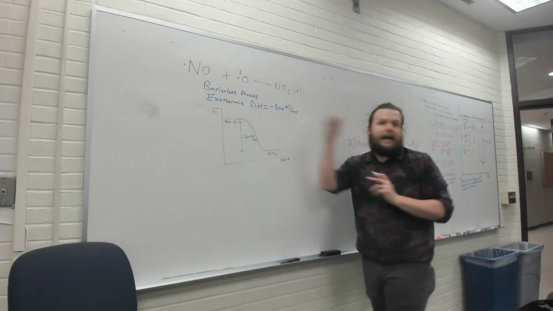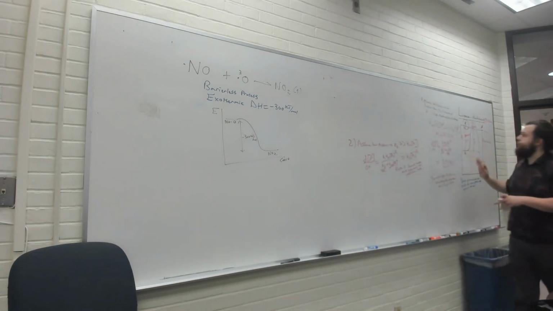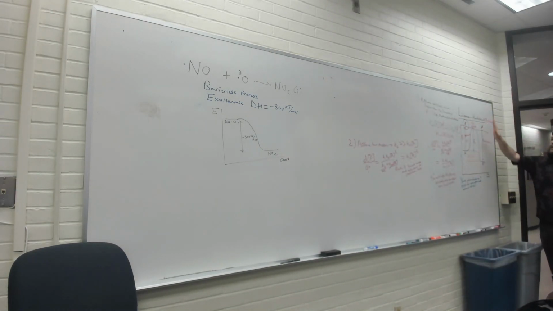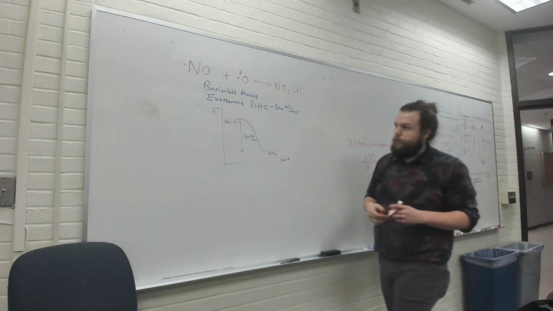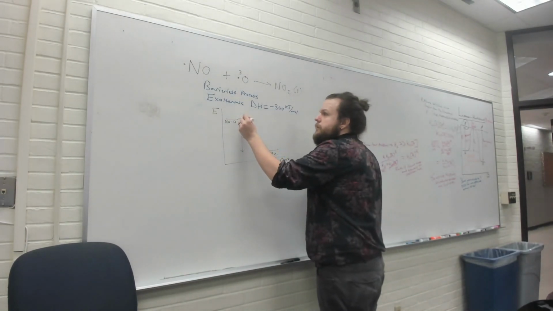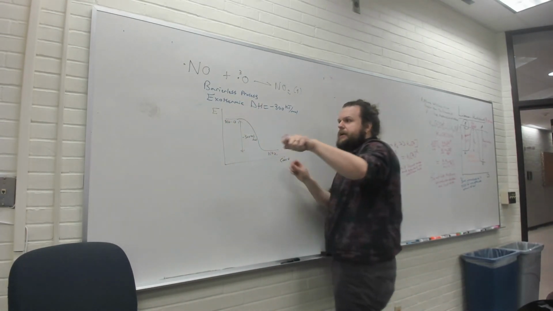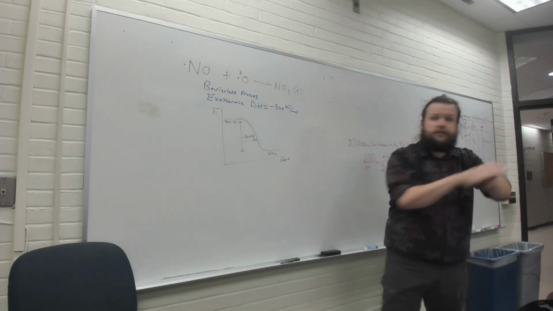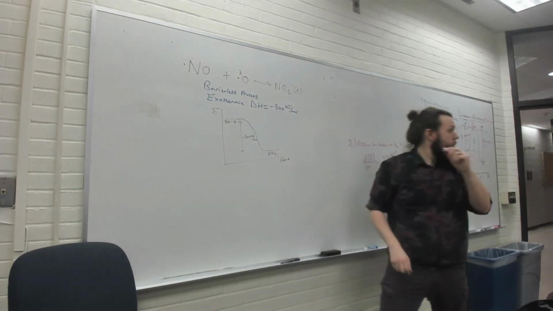But let's think about what happens. Let's use this idea of Lindemann-Hinshelwood to think about what we have to do in order to make NO2. So you have NO and O come together, right? There's no barrier. So as they come together, they're going to stick together, but they're not going to lose any energy.